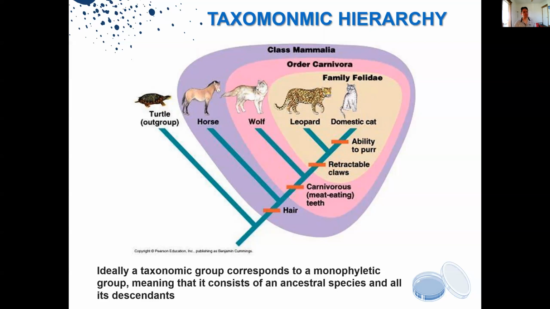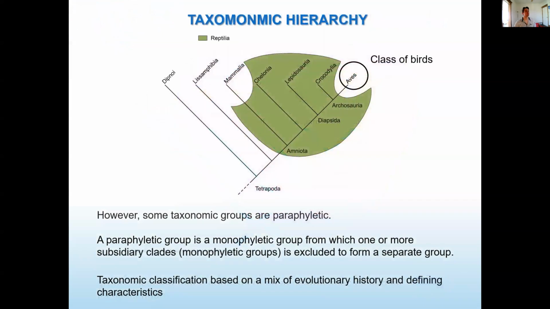But of course, as is often the case, there are exceptions, so you can also have taxonomic groups that are paraphyletic. A paraphyletic group is a monophyletic group from which one or more subsidiary clades, or subsidiary monophyletic groups, are excluded to form a separate group. Here, the birds are a good example. As you can see, these birds are typically excluded from reptiles, from Reptilia, because they have such unique physical features that they simply don't share with the rest of the members.